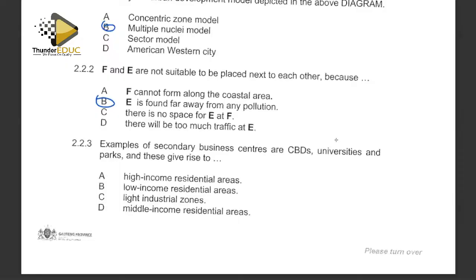Examples of secondary business centers are CBDs, universities, and parks. They give rise to high income residential areas. The secondary business centers give rise to the development of high income residential areas. Right, moving on to the next question.